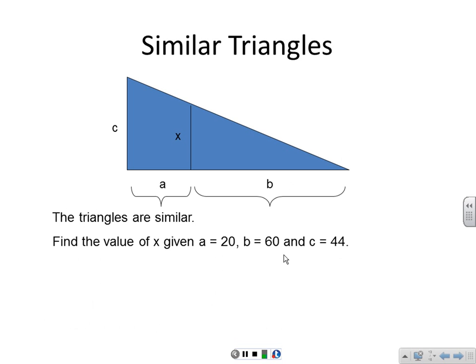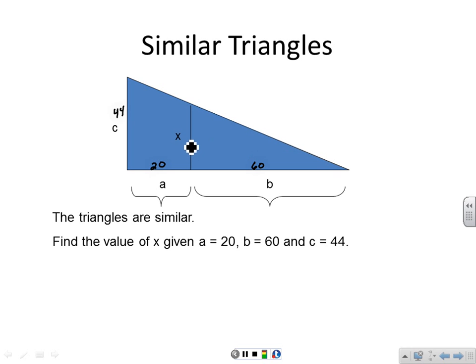Okay, so for this one, what we have is the triangles are similar, so you have a big triangle and you have a little triangle. And it says find the value of x given that A is 20, so this portion of a side is 20, and B is 60, and C is 44. Alright, so let's set up our proportion.